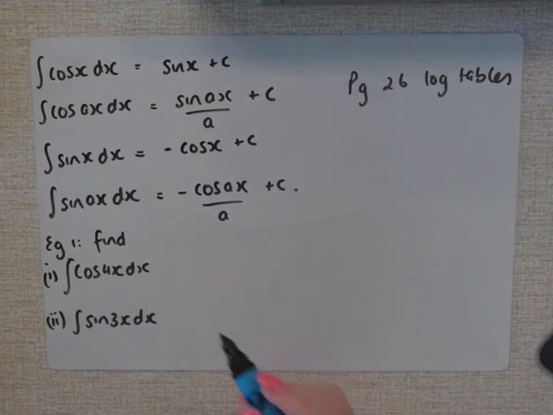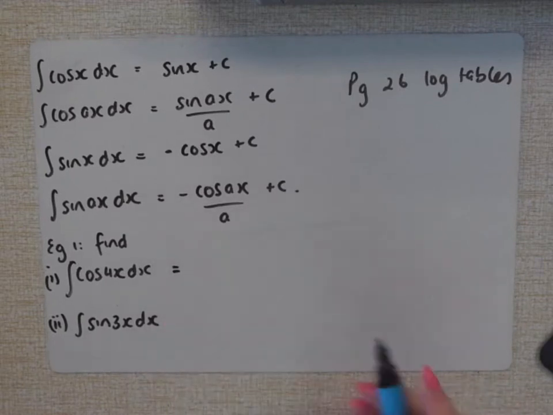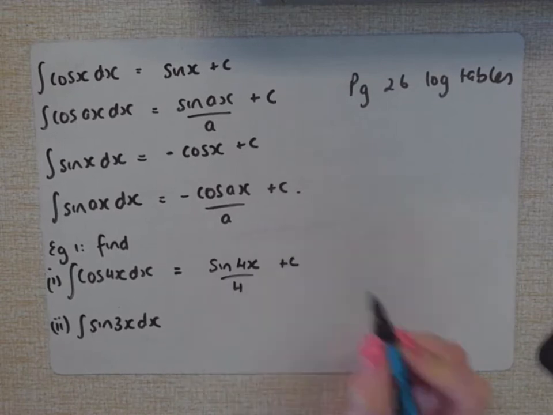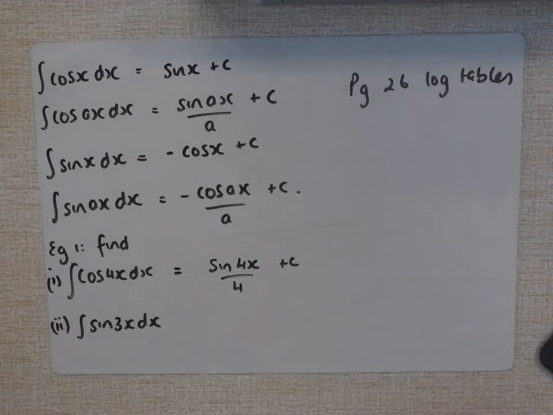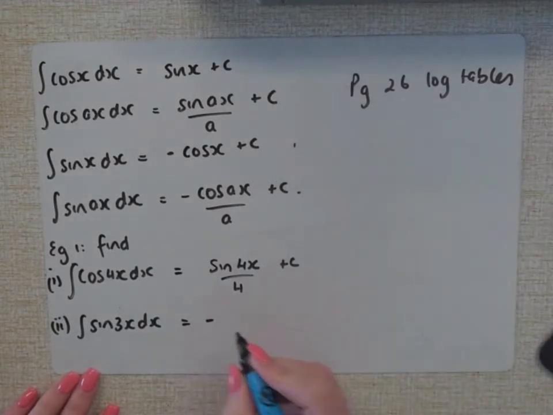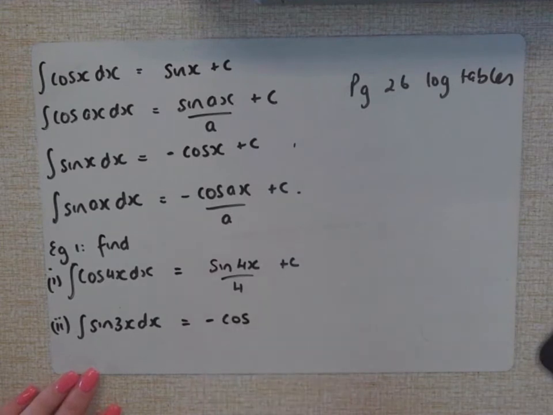So, example 1, find the integral of cos 4x dx. So integrate cos 4x dx. What's that going to be? Sine 4x over 4 plus c. And what about this one? Integrate sine 3x dx. So you're down here, it's going to be minus cos 3x over 3 plus c. Is that okay?